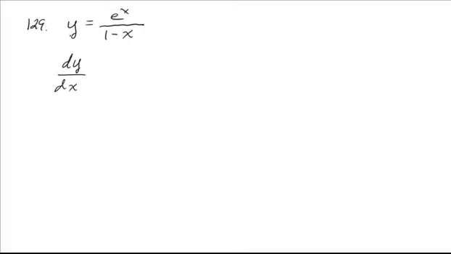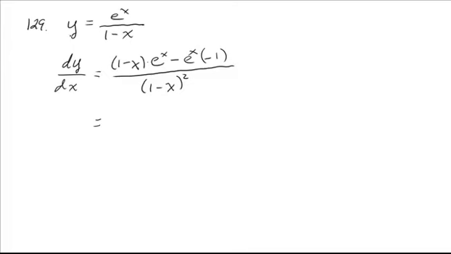So our dy dx, quotient rule says, first off, leave alone the denominator, times the derivative of the numerator. Well, the derivative of e to the x is e to the x, minus, now we'll have e to the x, because now we're leaving the numerator alone, times the derivative of the denominator. So we have 1 minus x, derivative of 1 is 0, derivative of minus x is minus 1, all over our denominator squared.